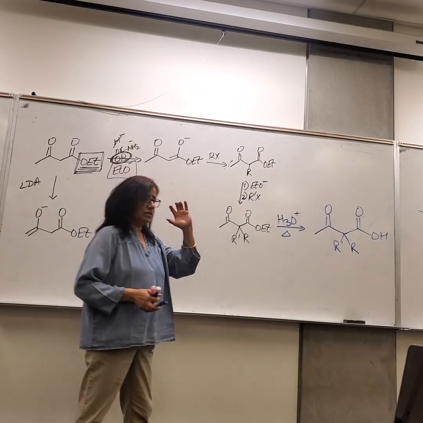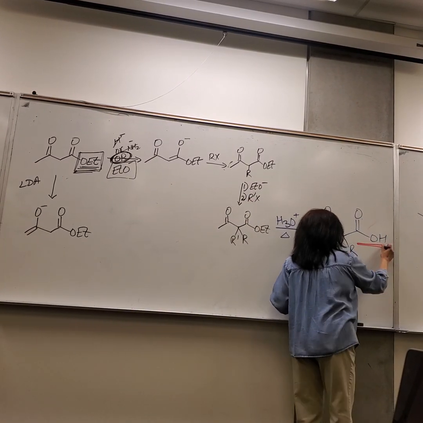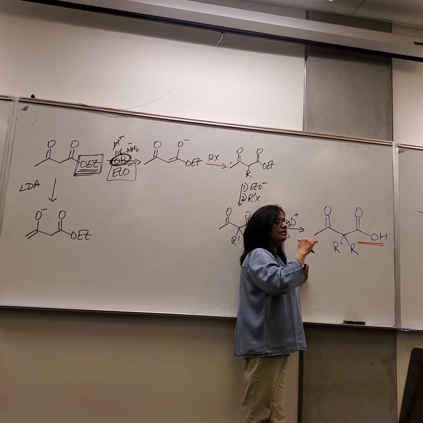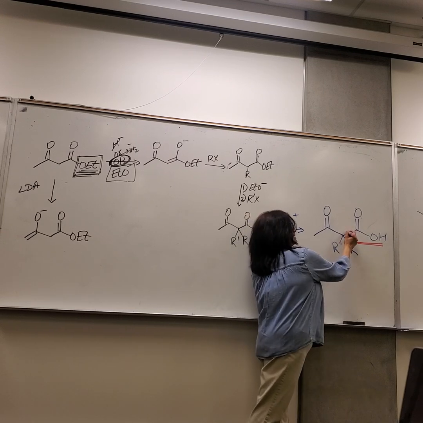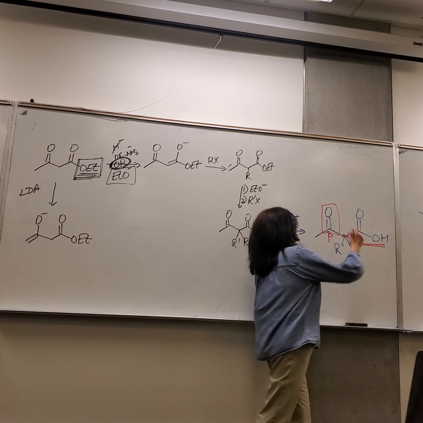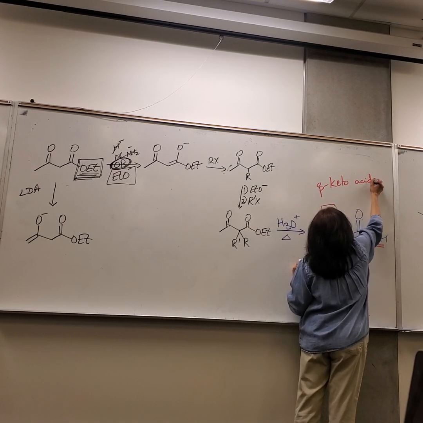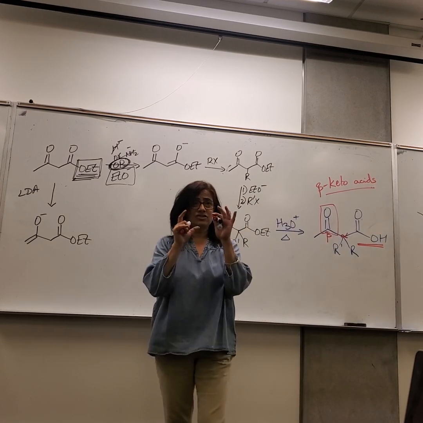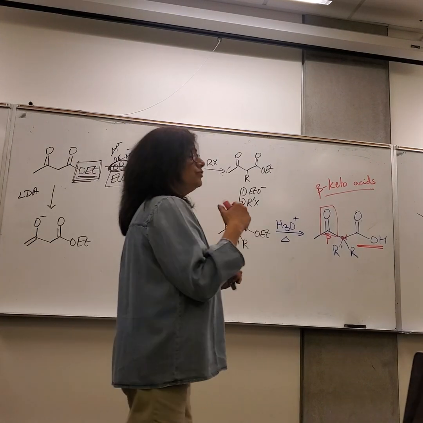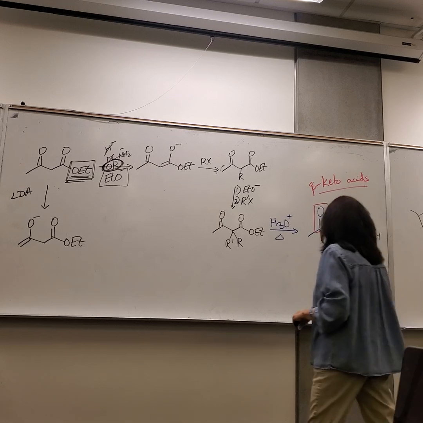What does that mean? Let's process it. This carboxylic acid has a keto group, a C double bond O group, in the beta position. That's alpha, that's beta. Here is your beta keto. So these are called beta keto acids. You all see that structural feature. There's a C double bond O, beta with respect to the carboxylic acid group. Now why are they so special?